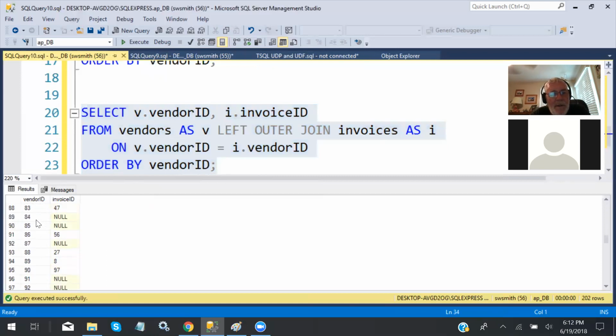So these are what we call childless parents. For example, vendor ID 84 is a childless parent. There's nothing wrong with that. It doesn't hurt anything. And as we go down through them, I see I have probably more vendor IDs that do not have children than that do.